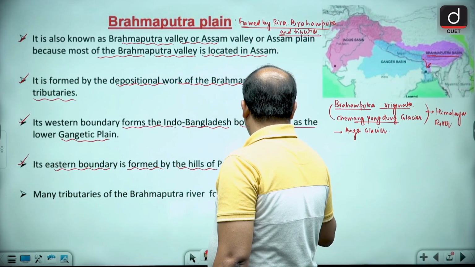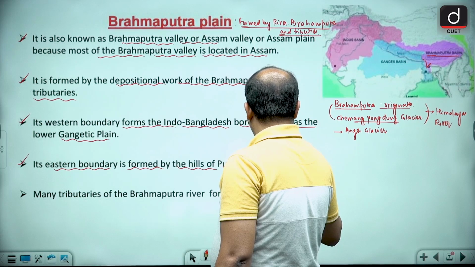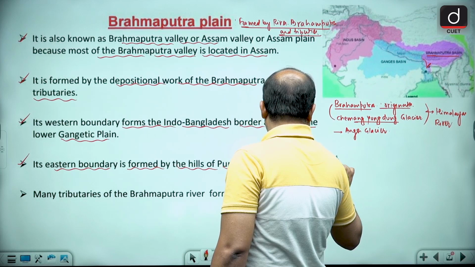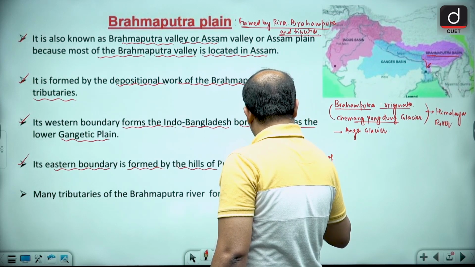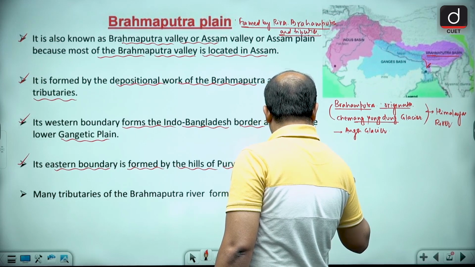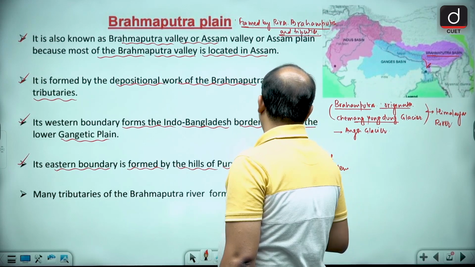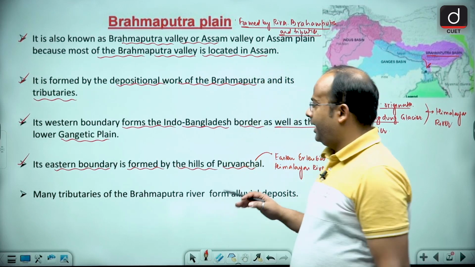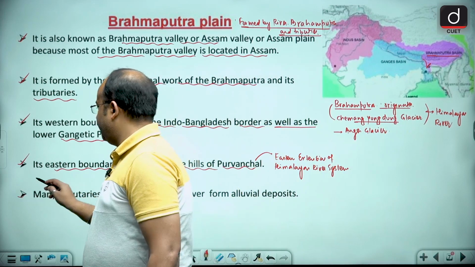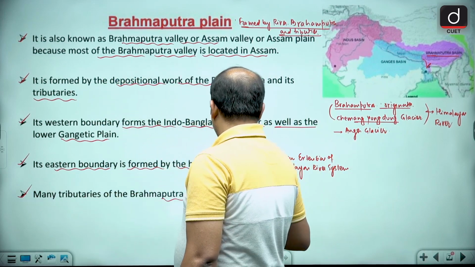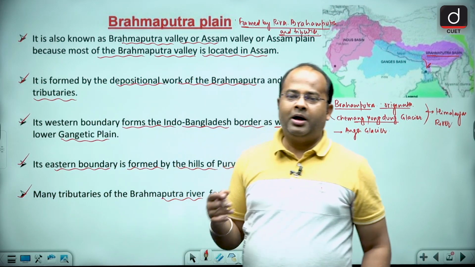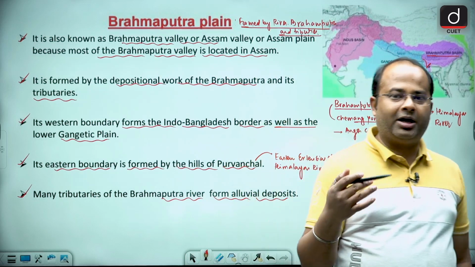Purvanchal is the eastern extension of the Himalayan river system. Many tributaries of the Brahmaputra deposit alluvial soil. The reason is this guys, flood is very common. And why is flood common? Because they are perennial in nature.